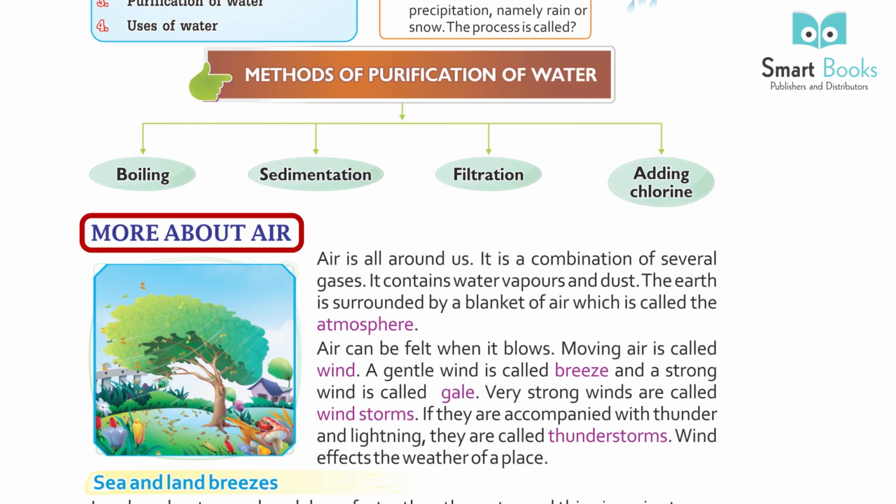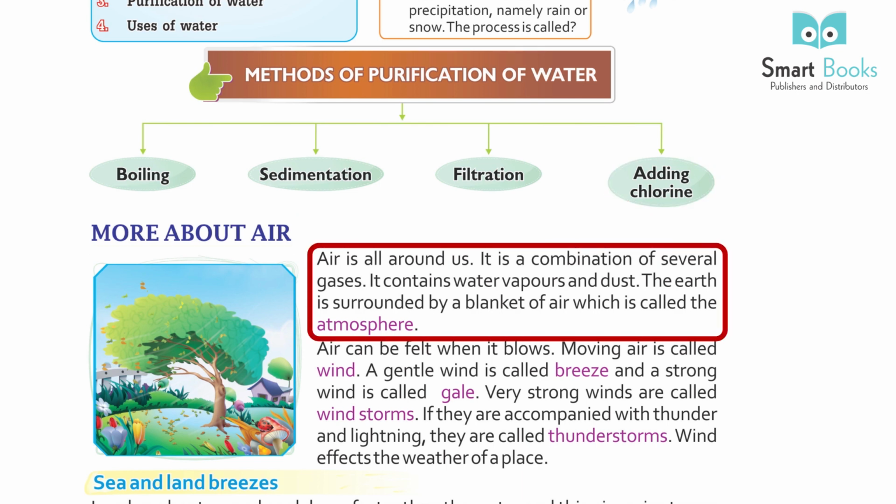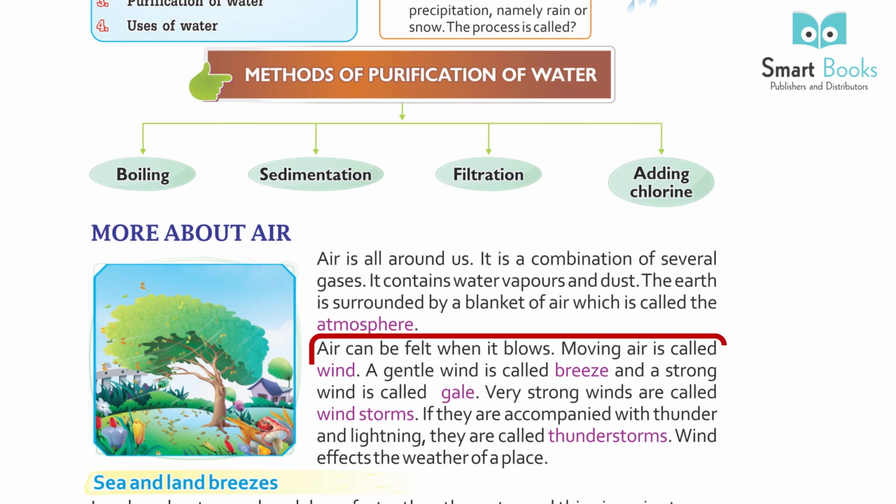More about air. Air is all around us. It is a combination of several gases. It contains water vapors and dust. The earth is surrounded by a blanket of air which is called the atmosphere. Air can be felt when it blows. Moving air is called wind. A gentle wind is called breeze, and a strong wind is called gale. Very strong winds are called windstorms. If they are accompanied with thunder and lightning, they are called thunderstorms. Wind affects the weather of a place.